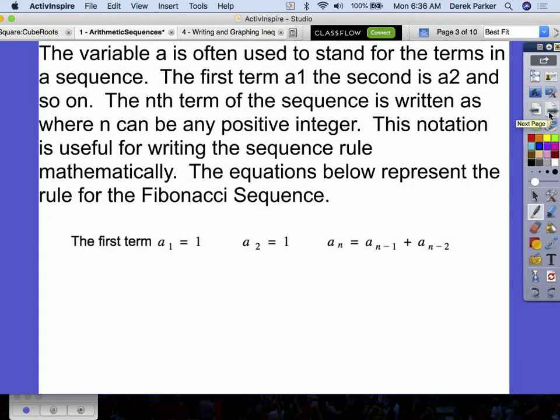The variable a is often used to stand for the terms in a sequence. The first term is a1, and that's a lower 1. The second term is a lower 2, and so on and so forth. The nth term of the sequence is written as a sub n, where n can be any positive integer. This notation is used for writing the sequence rules mathematically. The equations below represent the rule for the Fibonacci sequence.